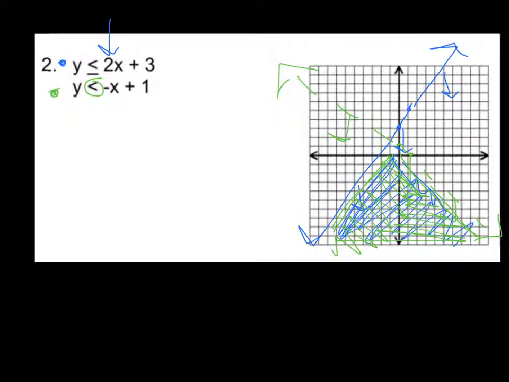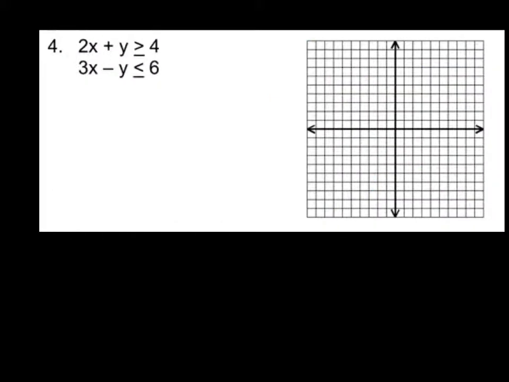Okay, let's try another one that has a little bit more work than this one. So we did vertical and horizontal. We did two that are already written in slope-intercept form. So now we're going to move on to some where we have to manipulate the equations before we can solve. Notice that these are not written in slope-intercept form, which means that I need to solve for y.